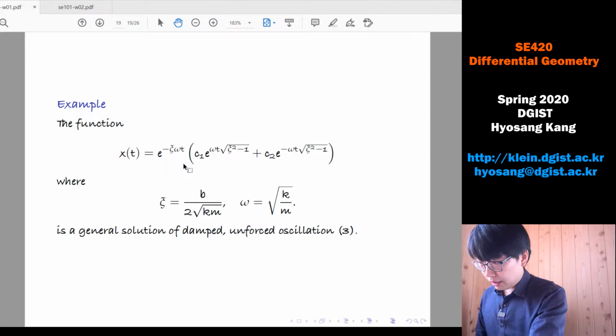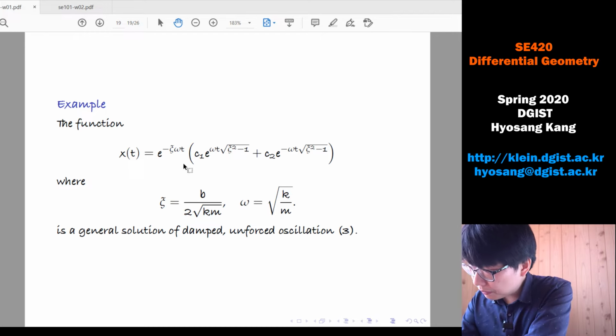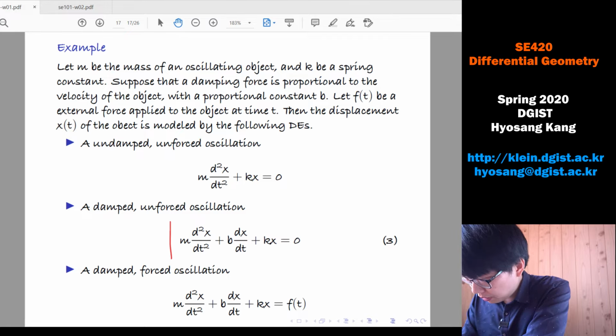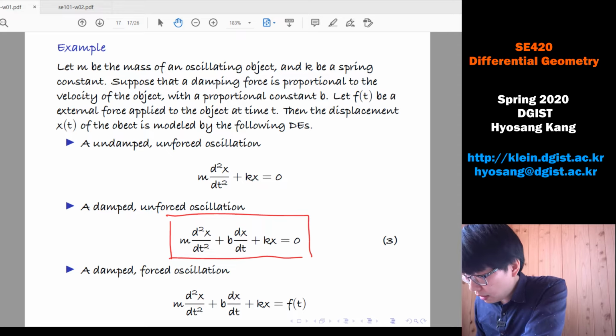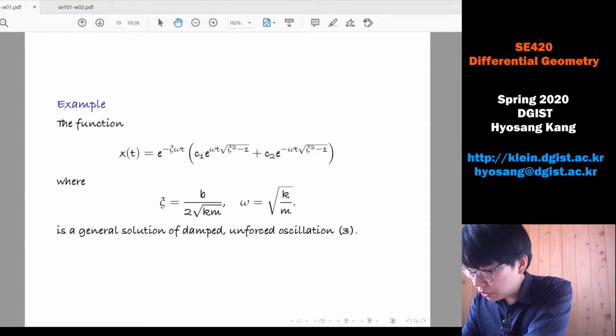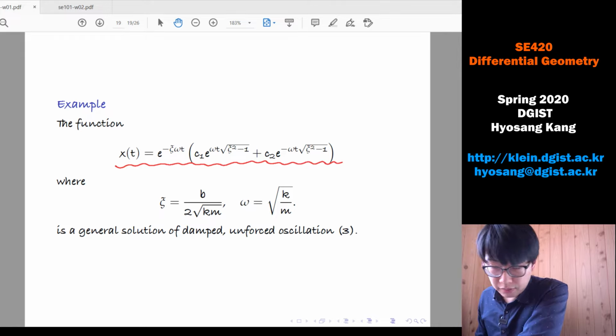So as an example of solution of a spring motion, we have a spring motion equation. So we have this differential equation, right? And we claim that this function is a solution function of the differential equation that we previously shown. So in order to check that this is a solution, we have to take a derivative of this function.